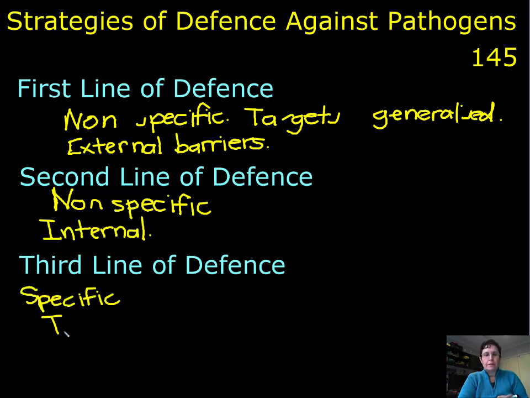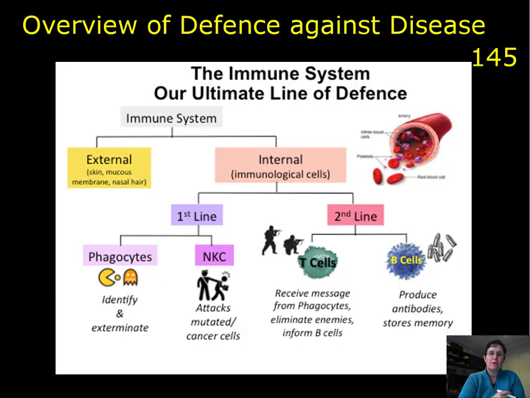The third line of defence is both specific and an internal defence mechanism. By saying that it's specific, what I mean is that it will recognise the particular pathogen, mount a defence that is specific to that type of pathogen, and it'll also be able to develop a mechanism whereby it can retain that information for any future invasions of the same pathogen.